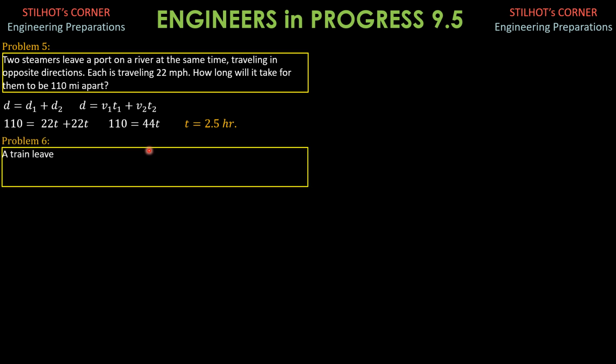Problem 6. A train leaves Kansas City, Kansas, and travels north at 85 kilometers per hour.